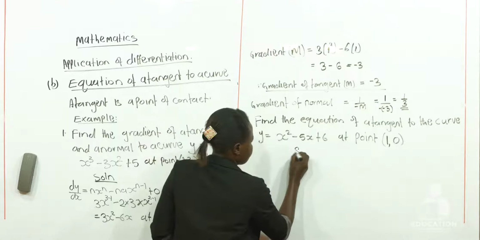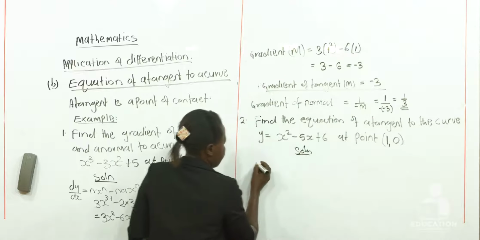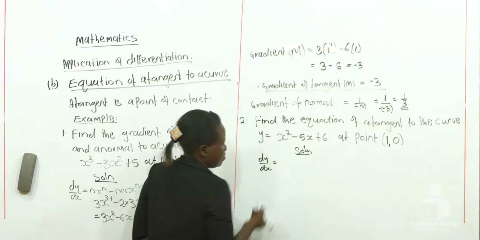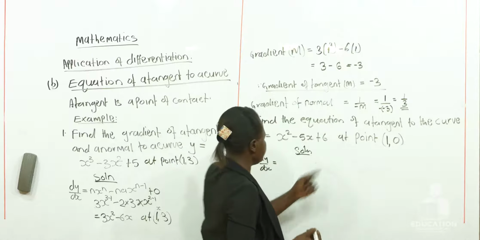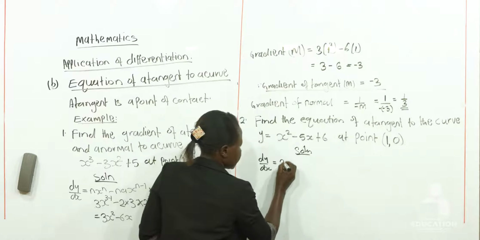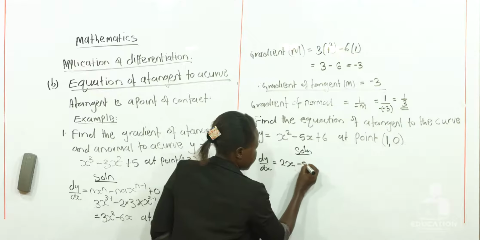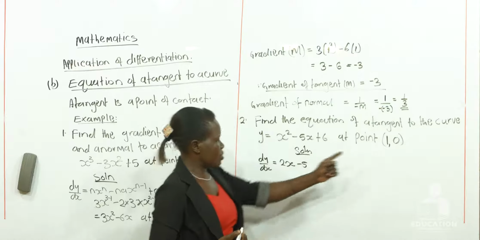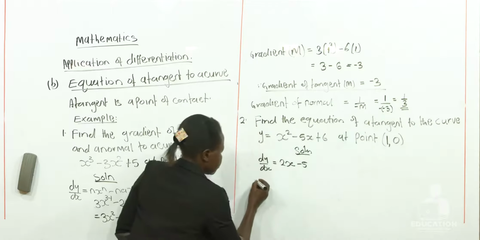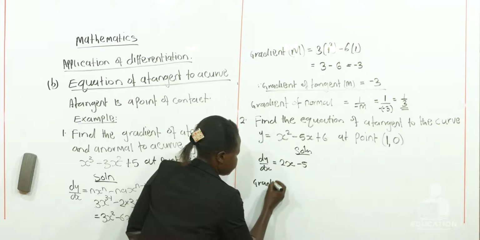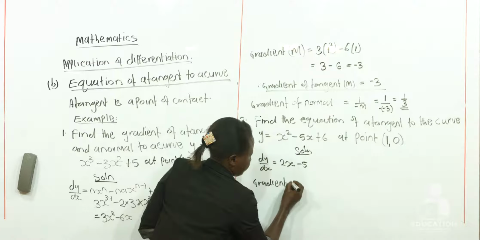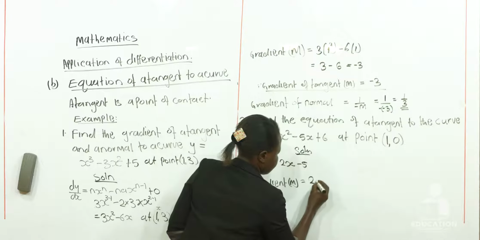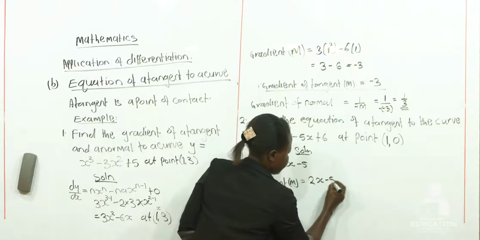So we say, solution: you get dy over dx of this function. When we differentiate this, we simply get 2x minus 5. After getting this, we now get what we call the gradient. Therefore, the gradient, which is m, equals 2x minus 5.